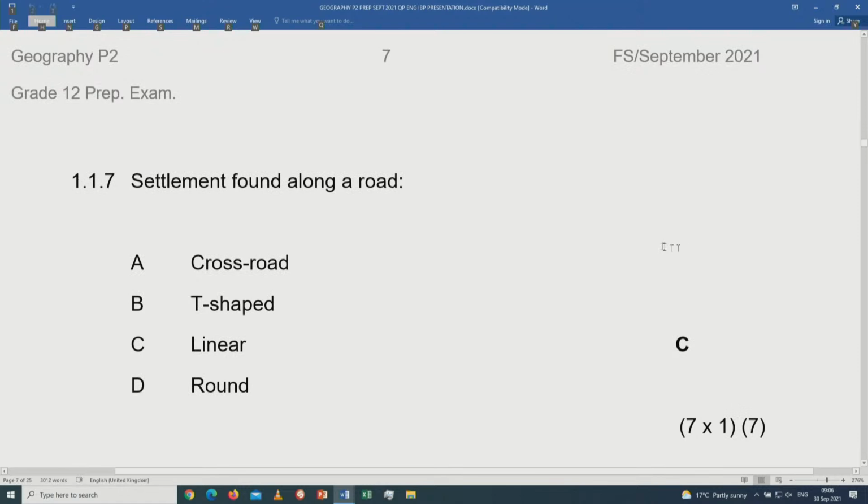1.1.7. Settlement found along a road. A says crossroad. B, T-shaped. C, linear. D, round. So a settlement found along a road, we know that it is linear. So the correct letter here is C.